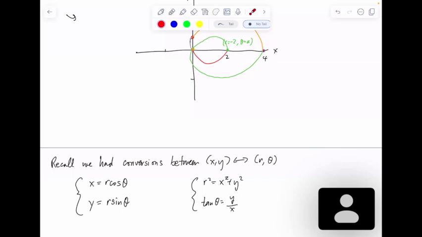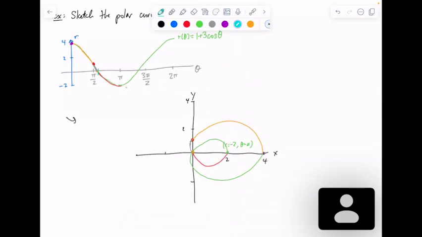Okay, so let me address some questions in the chat here. Can I re-explain why negative r is on the positive x side? Yes. So let's say r and theta.